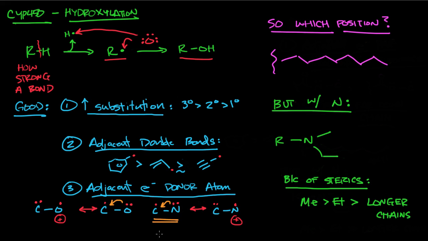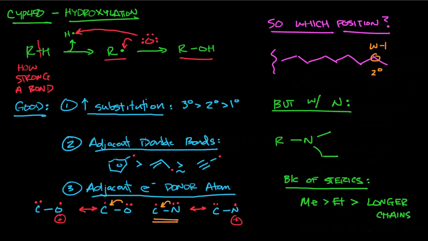So now, which position? General rule of thumb is you want to aim for omega minus 1. The reason omega minus 1 tends to be good for alkyl chains is that it's a secondary carbon, and it's towards the end of the chain. Since it's towards the end of the chain, you're not really going to have too much steric hindrance, and the omega minus 1 gives you the secondary carbon. Of course, this is just a general rule of thumb. You should keep in mind substitution, adjacent double bonds, and whether or not you have an adjacent nitrogen or oxygen.